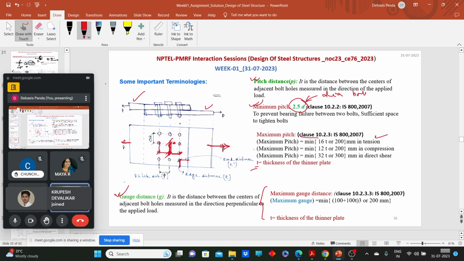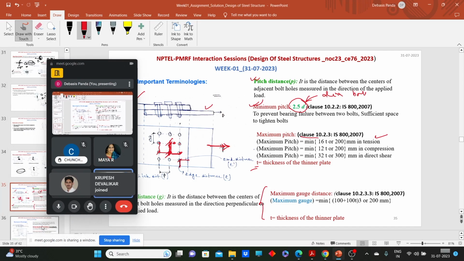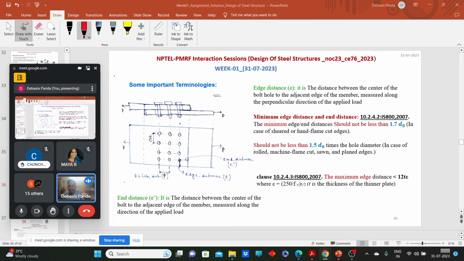Now two more things we need to quickly go through, that is end distance and edge distance. The end distance is the distance from the bolt hole to the nearest edge measured along the direction of applied load or applied stress. We call that the end distance. And the distance from the center of the bolt to the adjacent edge measured perpendicular to the direction of the applied load, we call the edge distance.